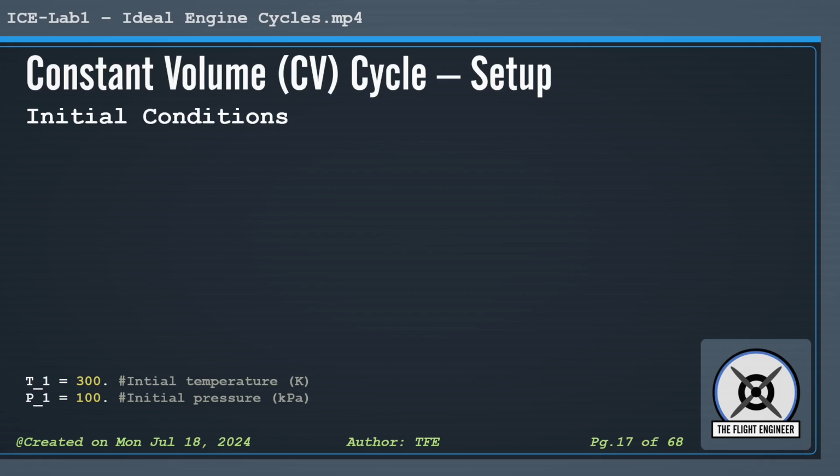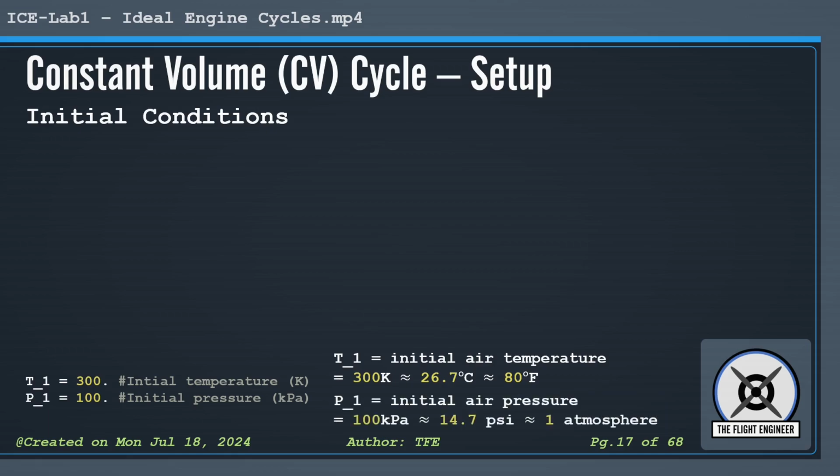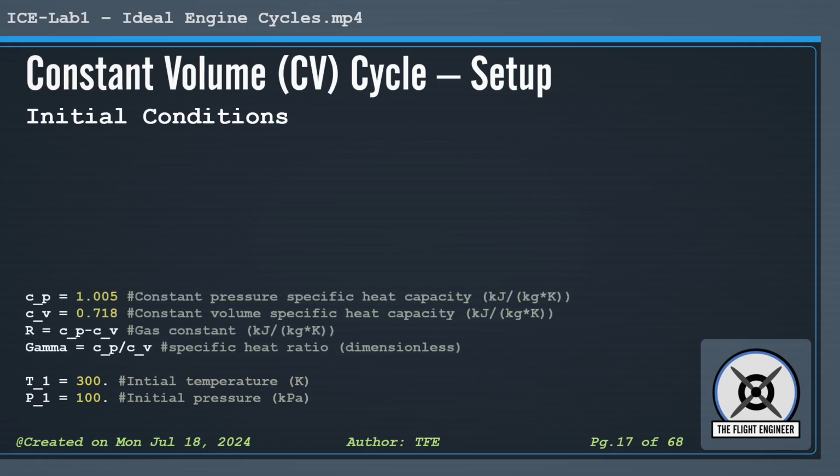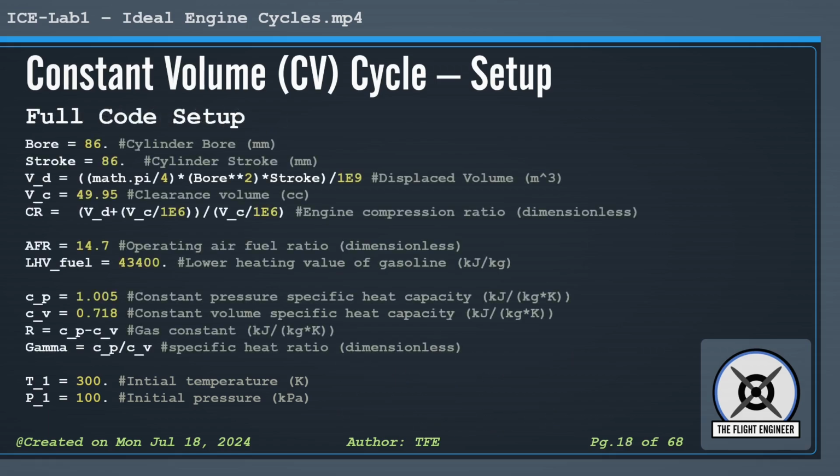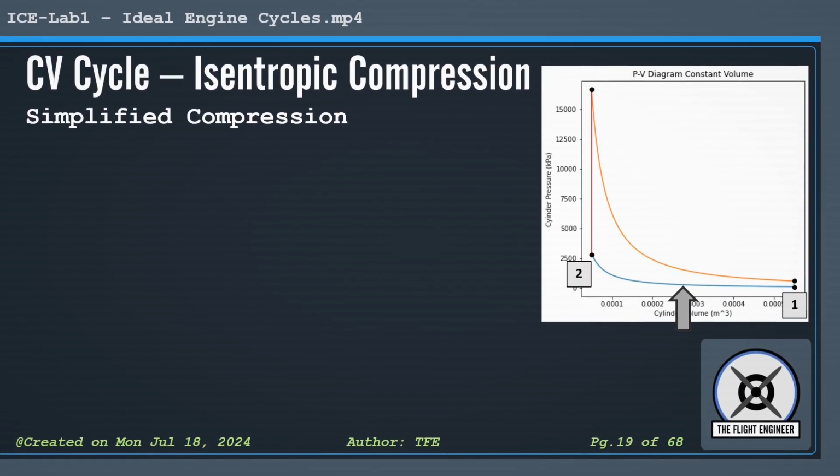For temperature, we have to use Kelvin so that the thermal calculations work out, but 300 K is just over room temperature at 27 C or 80 Fahrenheit. For initial pressure, we'll use 100 kPa, which is roughly 1 atmosphere or 15 psi. I'll show all the setup parameters here so you can reference back. Now that we're all set up, let's run the process.